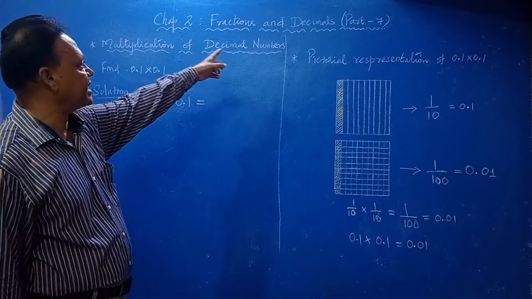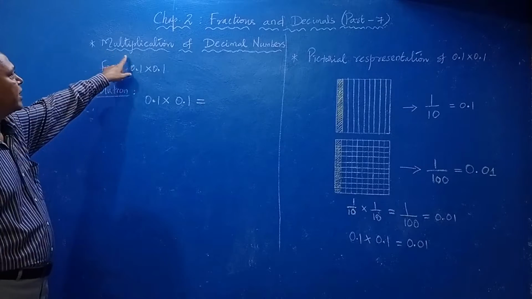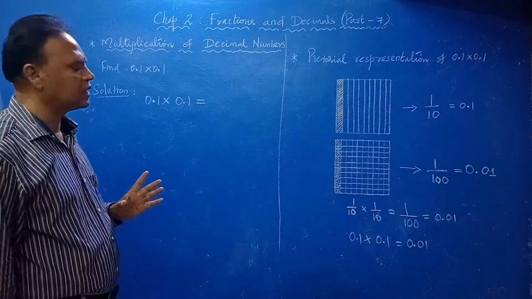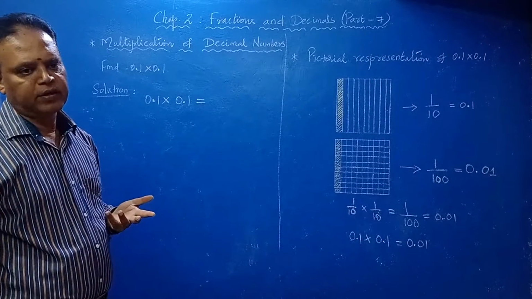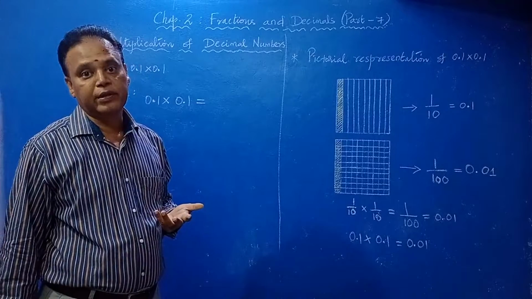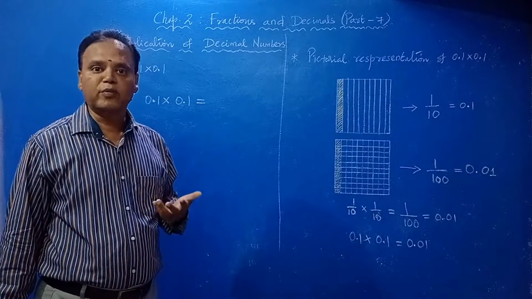Chapter 2, Fractions and Decimals, Part 7. So we will see multiplication of decimal numbers. How to multiply two decimal numbers? In day-to-day real life, we are doing decimal multiplications.